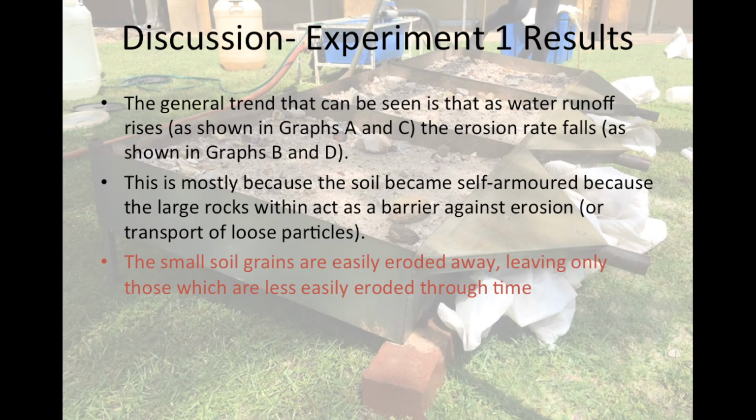In the first experiment, the general trend observed was an increase in the rate of water runoff, as shown previously in graphs A and C, and a fall in the erosion rate, as shown in graphs B and D. This occurred due to the soil becoming self-armoured from the large rocks within, which acted as a barrier against surface erosion, i.e. the transport of entrained particles. A main point to carry through is that the small soil grains that are not as tightly packed are easily eroded away, leaving behind those that are less easily eroded through time.